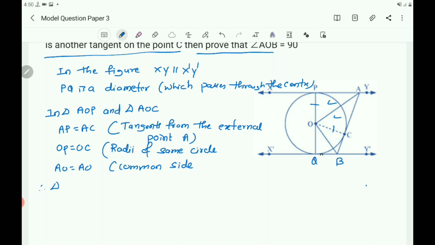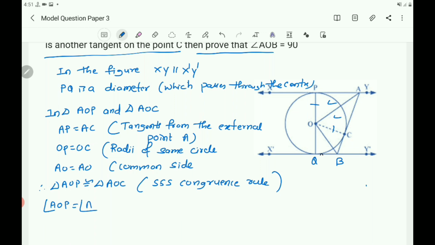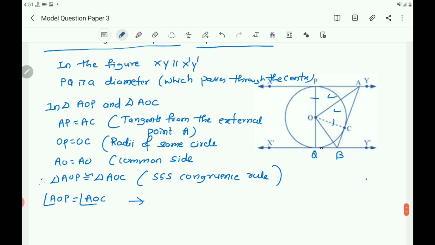Therefore you write triangle AOP is congruent to triangle AOC. According to which congruence rule? SSS congruence rule. Therefore you write angle AOP equals angle AOC. You can write. Consider this as the first.